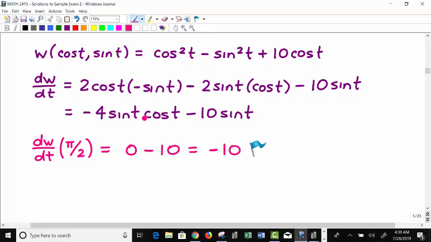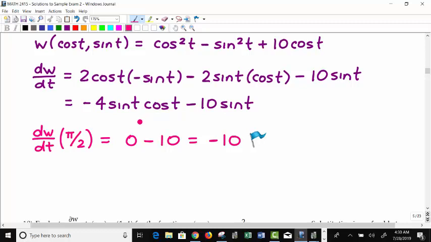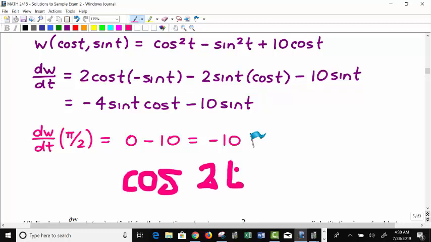Another way you could do it, I wouldn't worry too much about it, but I just want to mention this from a math standpoint: cos squared of t minus sine squared of t is actually this identity. It's cos of 2t. And the derivative of that would be negative 2 sine of 2t. And then sine of 2t is 2 sine t cos t. So negative 2 times that would give you this answer right here. It'd give you the same thing, but that's okay. I just thought I'd mention that.